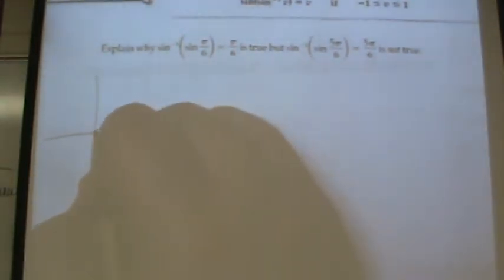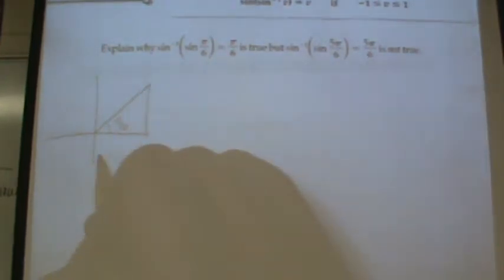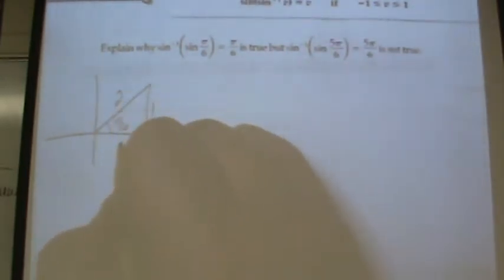So for the first one, we're going to look at sine of pi over 6. We know pi over 6 is in the first quadrant, and then we need to label our triangle. So we have 1, 2, and root 3.